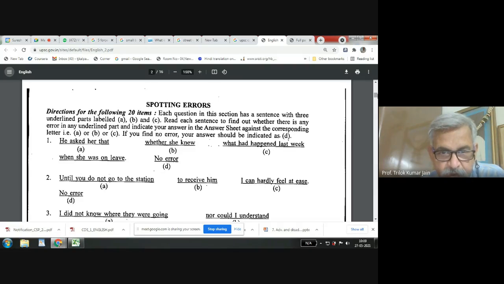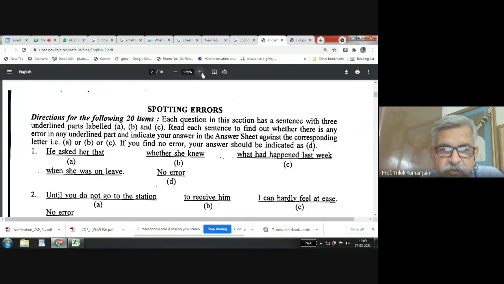He asked her that whether she knew what had happened last week when she was on leave. Now read this sentence carefully. He asked her that whether she knew what had happened last week when she was on leave. I hope all of you can read it. You can type in the text chat what your answer is, A, B, C or D. You can type the answer if you have decided that this is the answer.